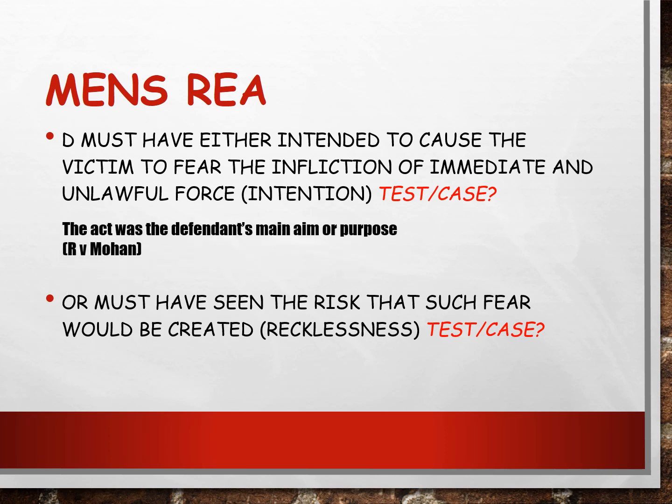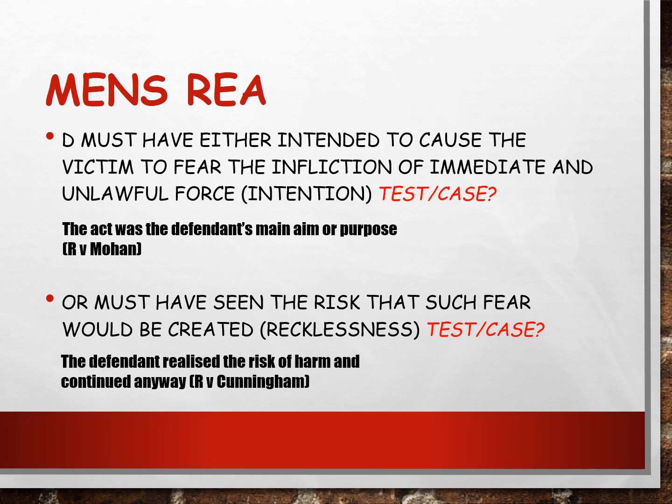Remember, for all crimes other than murder, we only apply the direct intention test. So was the act the defendant's main aim or purpose from Mohun? If we believe that the defendant's conduct indicates more reckless conduct, then we apply the test from Cunningham. Did the defendant realise the risk of harm and carry on or continue anyway?